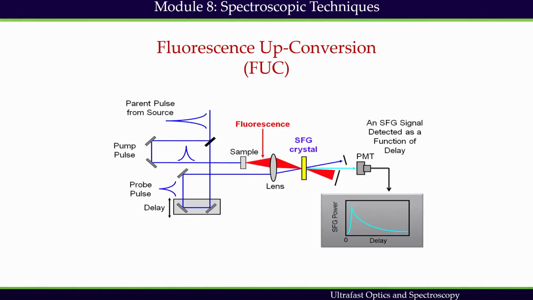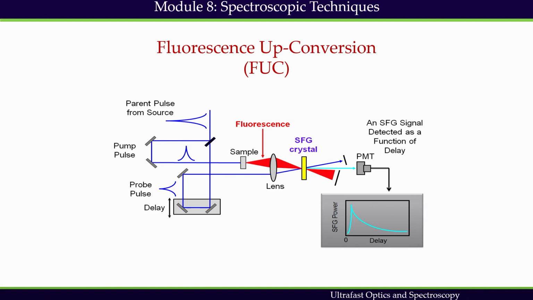The next technique which we will discuss is fluorescence up conversion. Similar to TCSPC, the fluorescence up conversion technique can be employed for a system which gives fluorescence, such as an organic dye. However, this technique does not use an electronic detection scheme, like the one which we have seen in TCSPC. Rather, this technique uses an optical detection scheme, or a variant of the pump probe scheme.